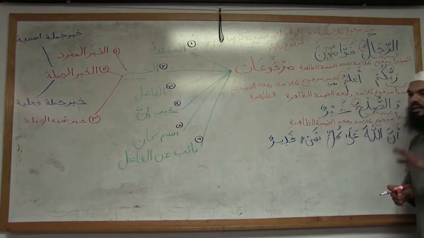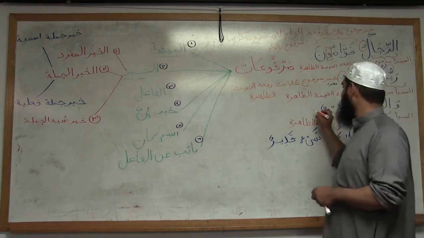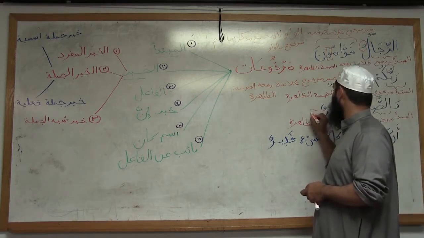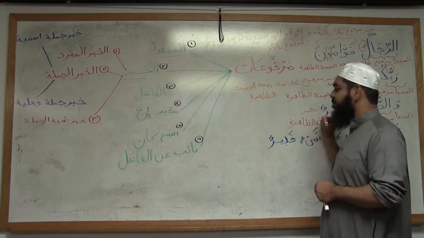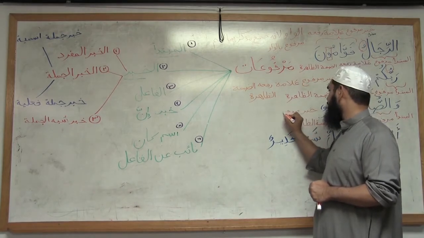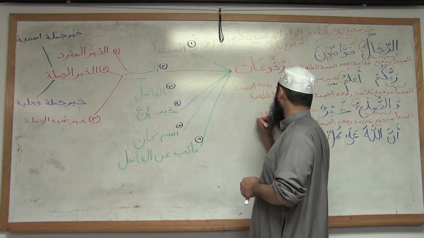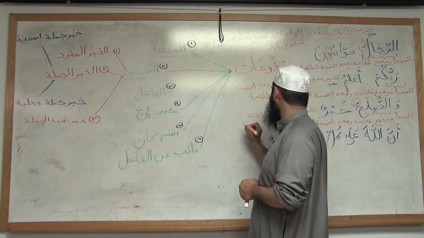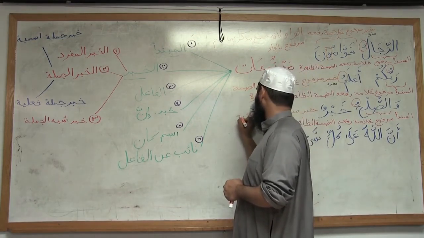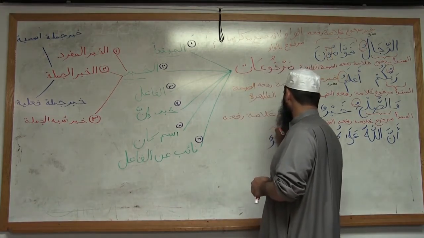It's clearly stated, right? Yusuf, where's your خبر? خير. Excellent. You're actually learning something. Is it marfu', mansub, majrur? Marfu'. What is your alamat al-rafa'? Dhammatayn. Excellent. Oh, you got a little fancy on me. We just call it a dhamma.